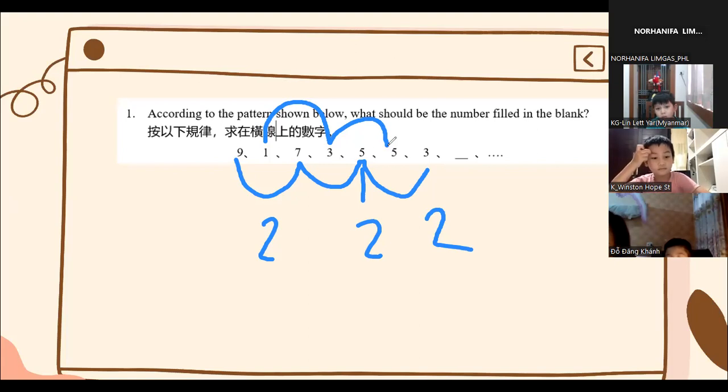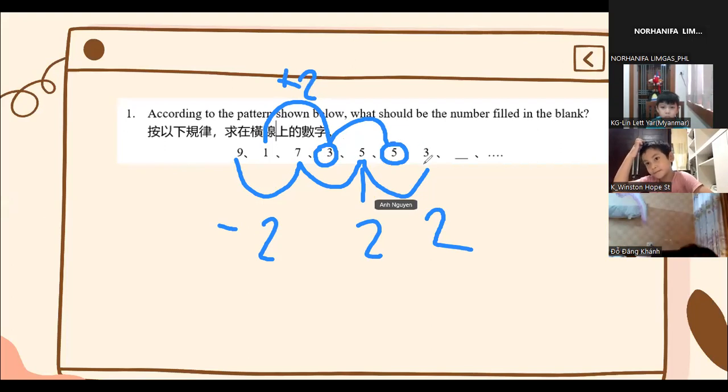So what is their pattern? It's actually the opposite of the first one that we got. The first one, we are subtracting, right? The second pattern, we have to add 2 here. So it's different. Here you have to minus 2. Here you have to plus 2. So 1 plus 2, that's why you got the 3. And then 3 plus 2, you have the 5.